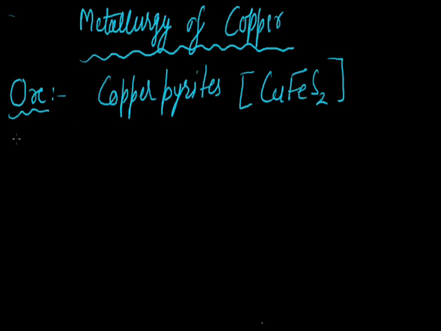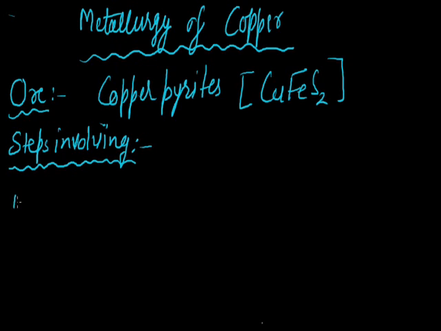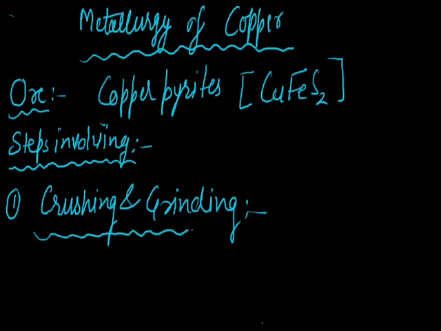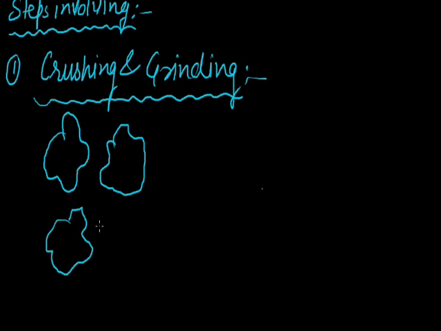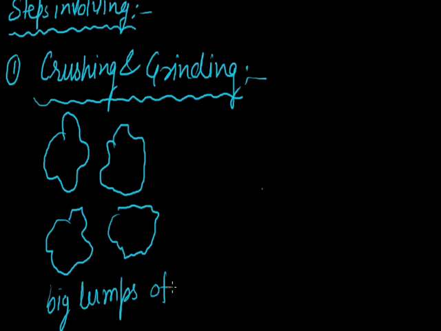Now, we will discuss the steps involved in this whole process. First step is crushing and grinding. As we know, firstly we obtain ore from mines by mining, but the particle size of ores after mining is very big. It is present in the form of big lumps, just like this. These are the big particles or a big body of ore.